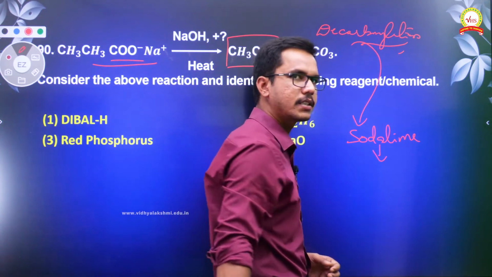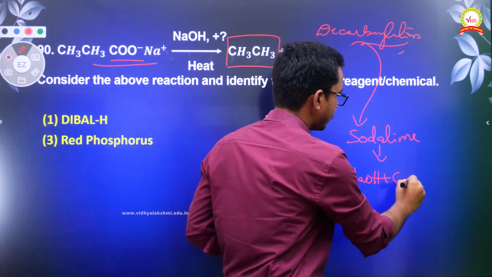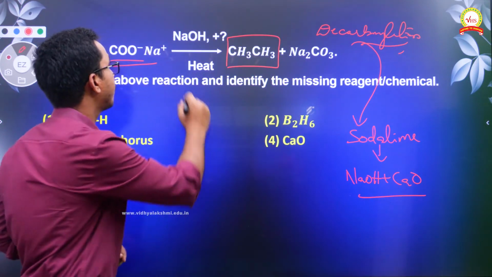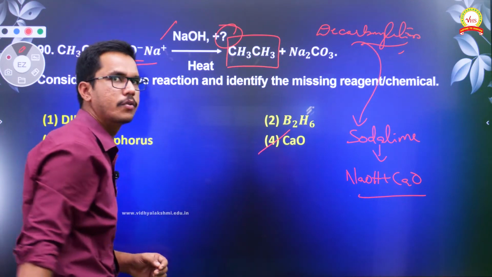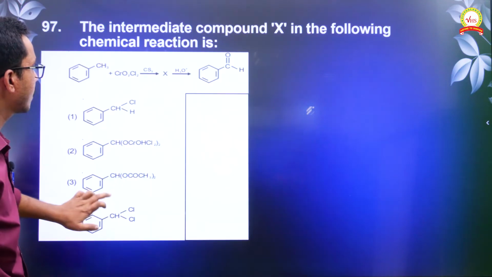Soda lime is a combination of what? NaOH plus CaO, calcium oxide. We have NaOH over there, and CaO. That is option 4. Next, let us go with the next question.